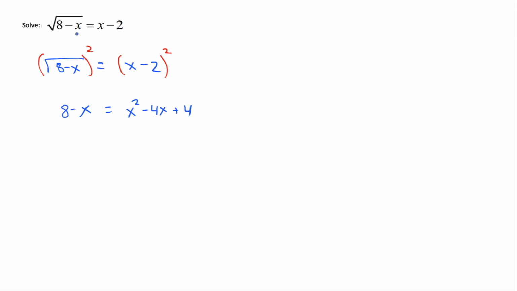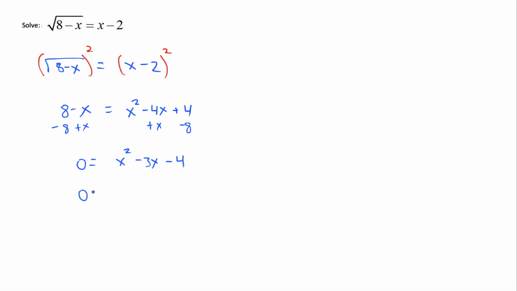So what we've done is we've taken the radical equation, isolated the radical, squared both sides, and now we end up with an equation of this type. This is a quadratic type equation, so we should be able to solve this. Let's go ahead and subtract the 8 from both sides and add the x to both sides. So we get 0 equals x squared minus 3x minus 4.